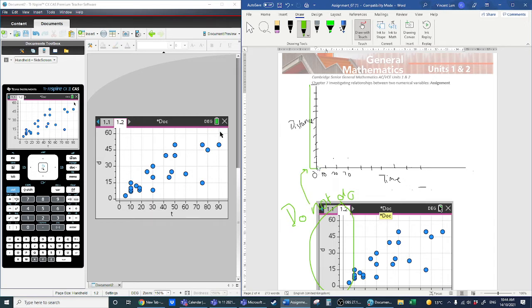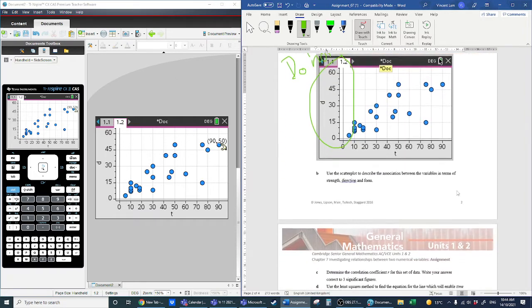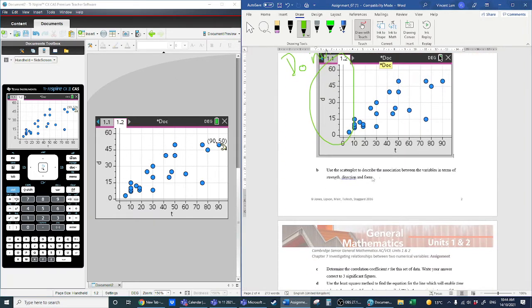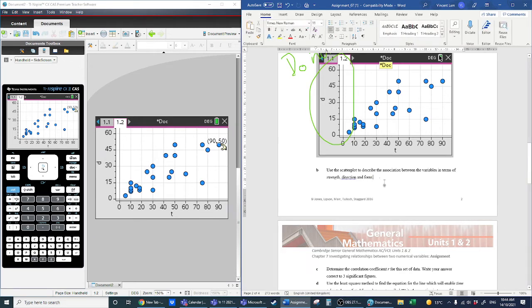Okay, my vertical line is only one vertical line. Alright, use the scatter plot to describe the association between the variables in terms of strength, direction, and form. So strength, you've got strong, moderate, and weak. So you need to pick one.